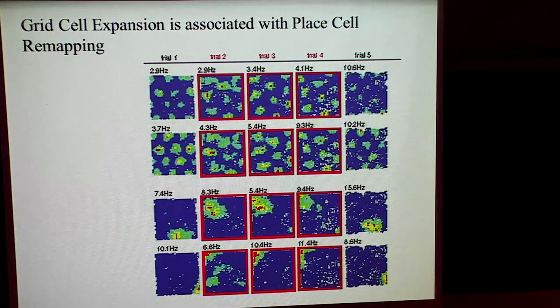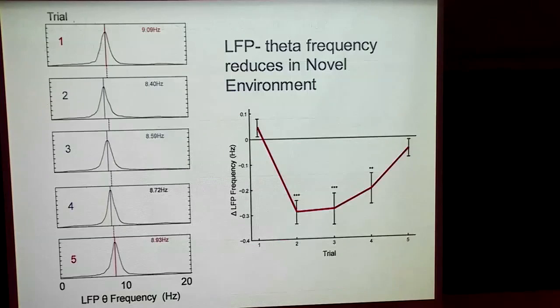And as the model would predict, at the same time as there's this change in the scale of the grids, there's a change in the LFP frequency. You can see here in the familiar environment the frequency is about 8.9 hertz, whereas in the novel environment it reduces to about 8.4, 8.5.